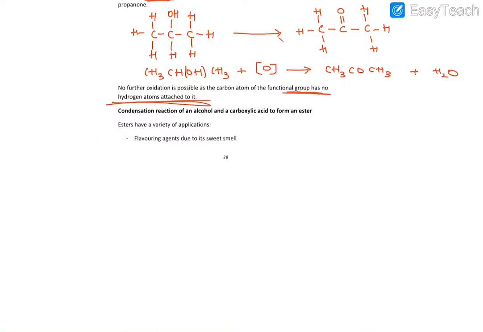The next reaction is the condensation reaction to form an ester. So this is also called esterification. We have already covered the naming of esters, so you should know how to name esters using the alcohol and the carboxylic acid. So esters are used as flavoring agents. They have that sweet smell. They are used as medications, solvents, explosives. And esterification is a reversible process.